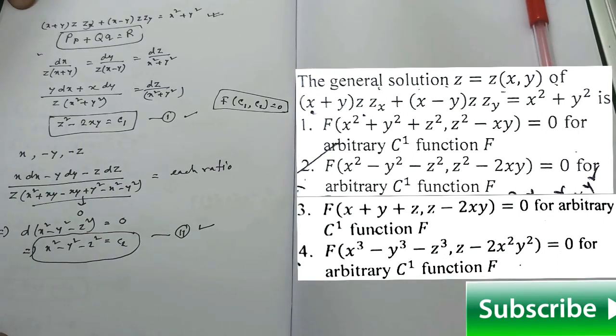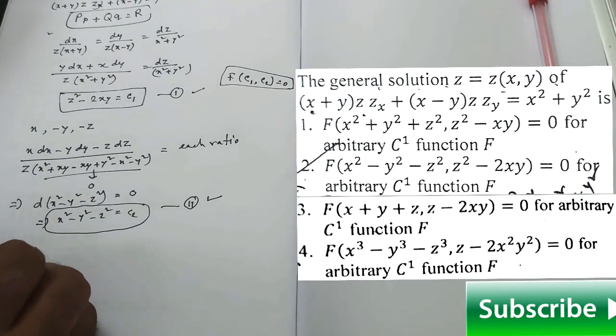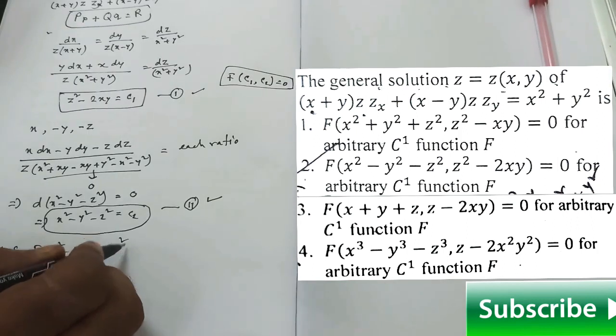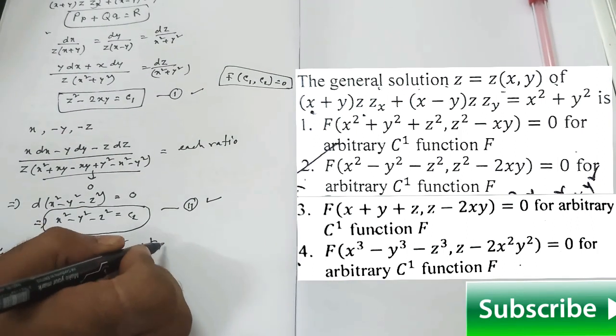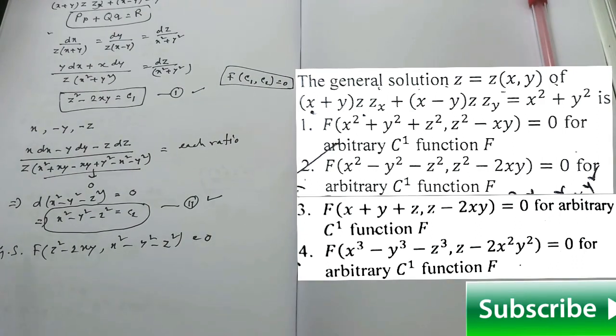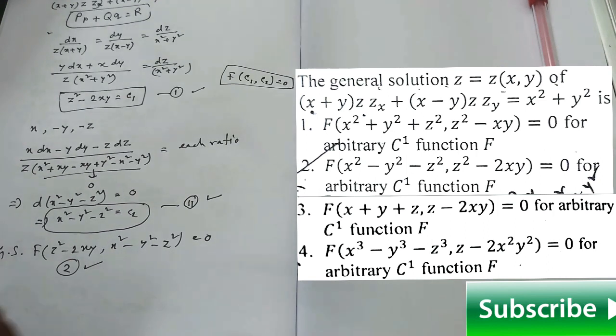So the general solution will be some arbitrary function of c1 and c2. So you are getting f of z square minus 2xy comma x square minus y square minus z square is equal to 0. So this is going to be your general solution, and obviously your second option says the same thing as we have obtained. So the second option is correct.